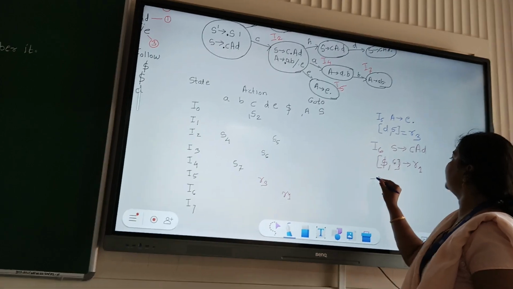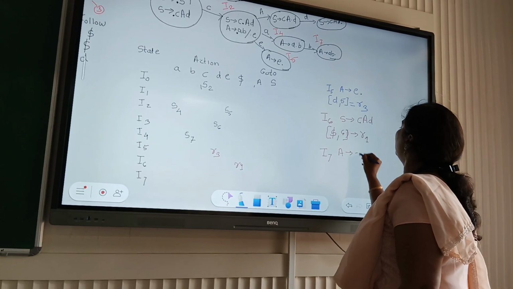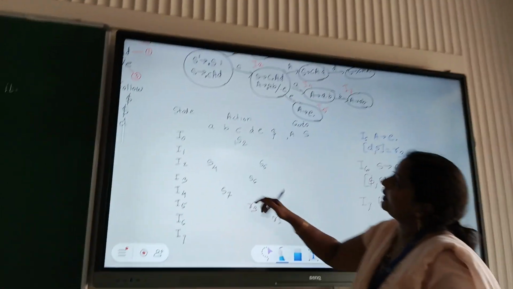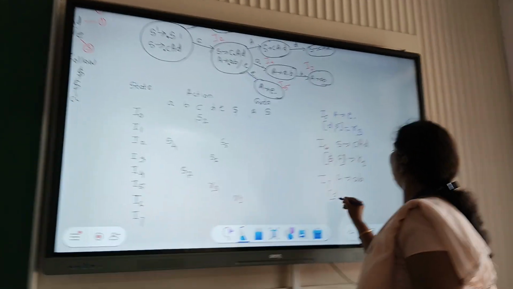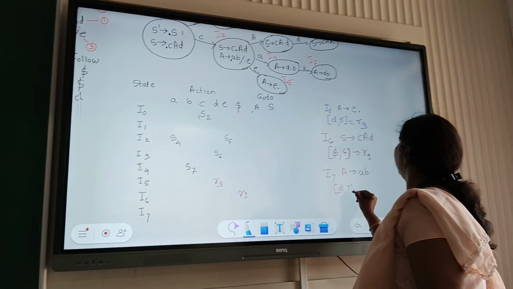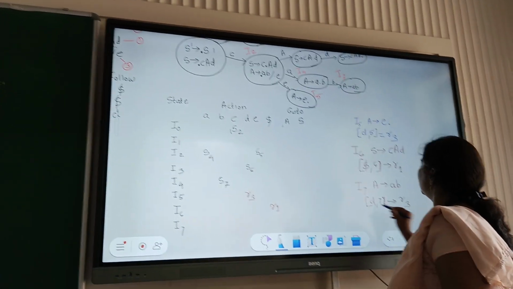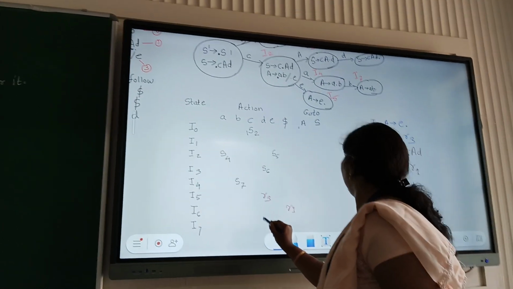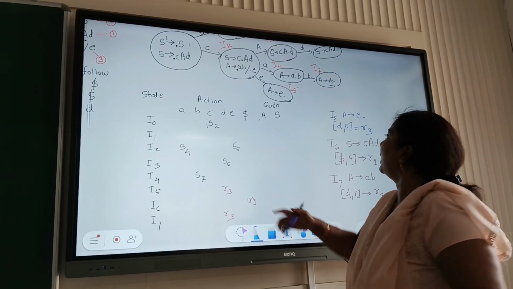Then last one, I7. I7, what is the value? A belongs to AB. So what is the follow of A? Again, the follow of A is D. So D of 7. Who produces this one? The number is given as a 2. So D7, you require to write here D7, R3. Understand?